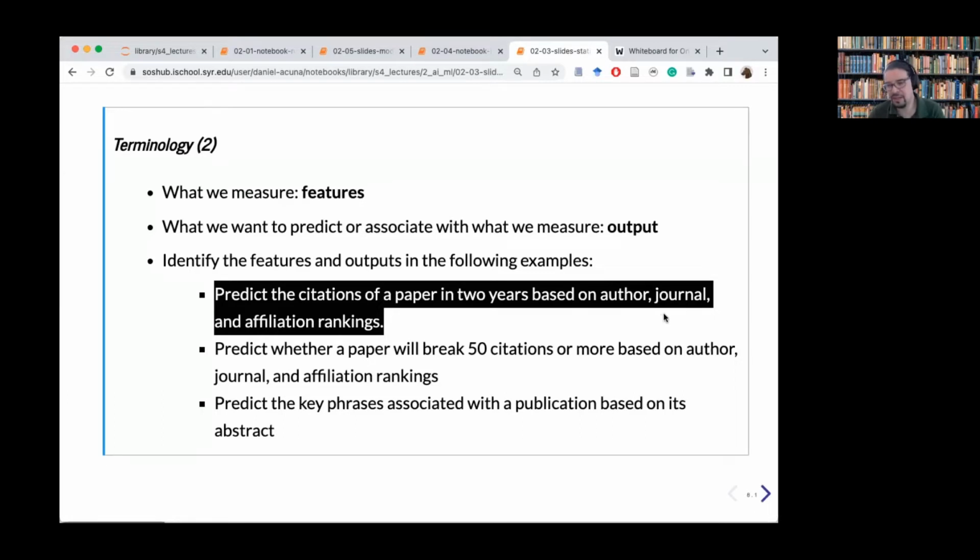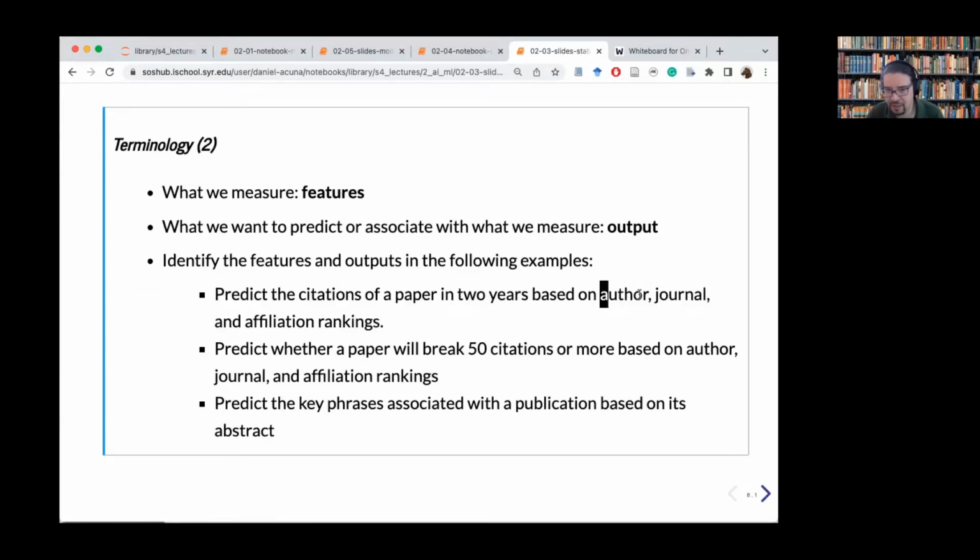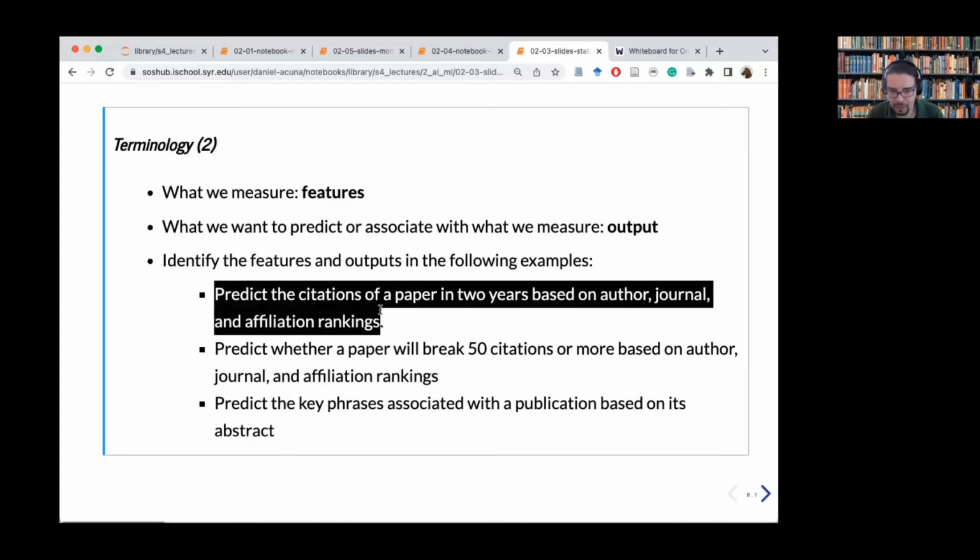Okay, so I guess we have the citation, as someone mentioned before, and the features that you mentioned about the journal and the author. But in this particular example, I would say that the features are author information, journal information, as you mentioned, and affiliation rankings. Now, what would be the output that we're trying to predict, or the label of this problem?